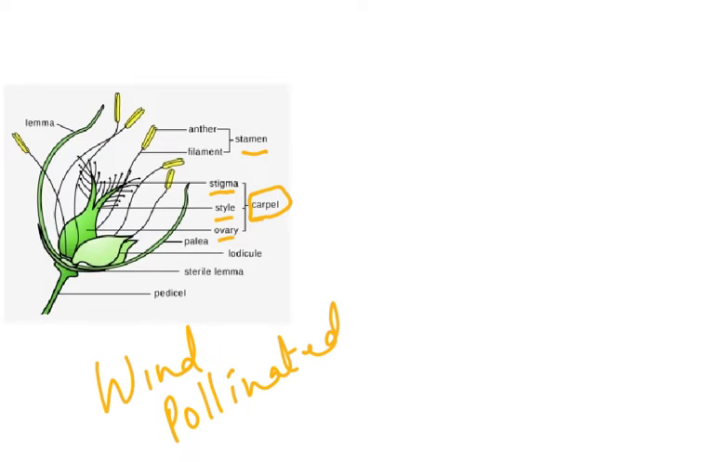This is a little confusing because you can see some petal-like structures in it, but actually the feathery stigma is the main structure which gives a clue that this is a wind-pollinated flower. I remember this diagram coming in one of your papers.